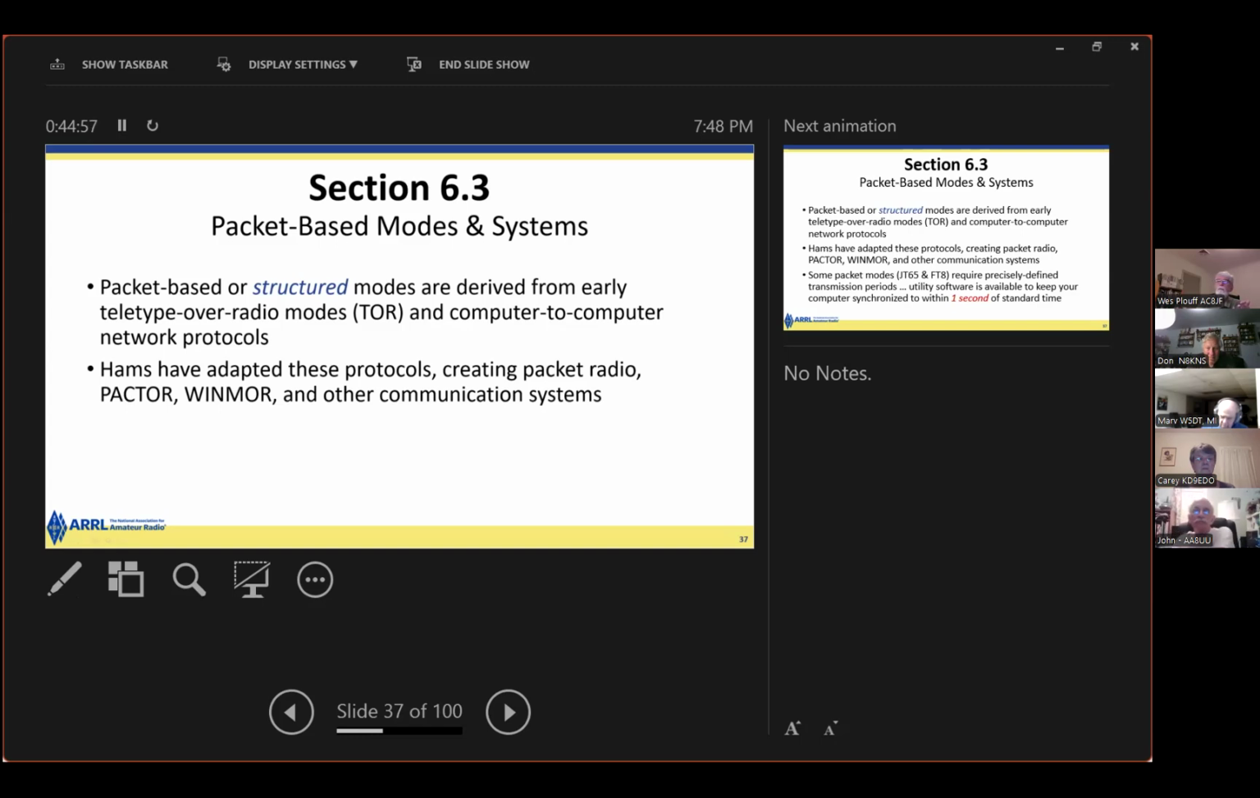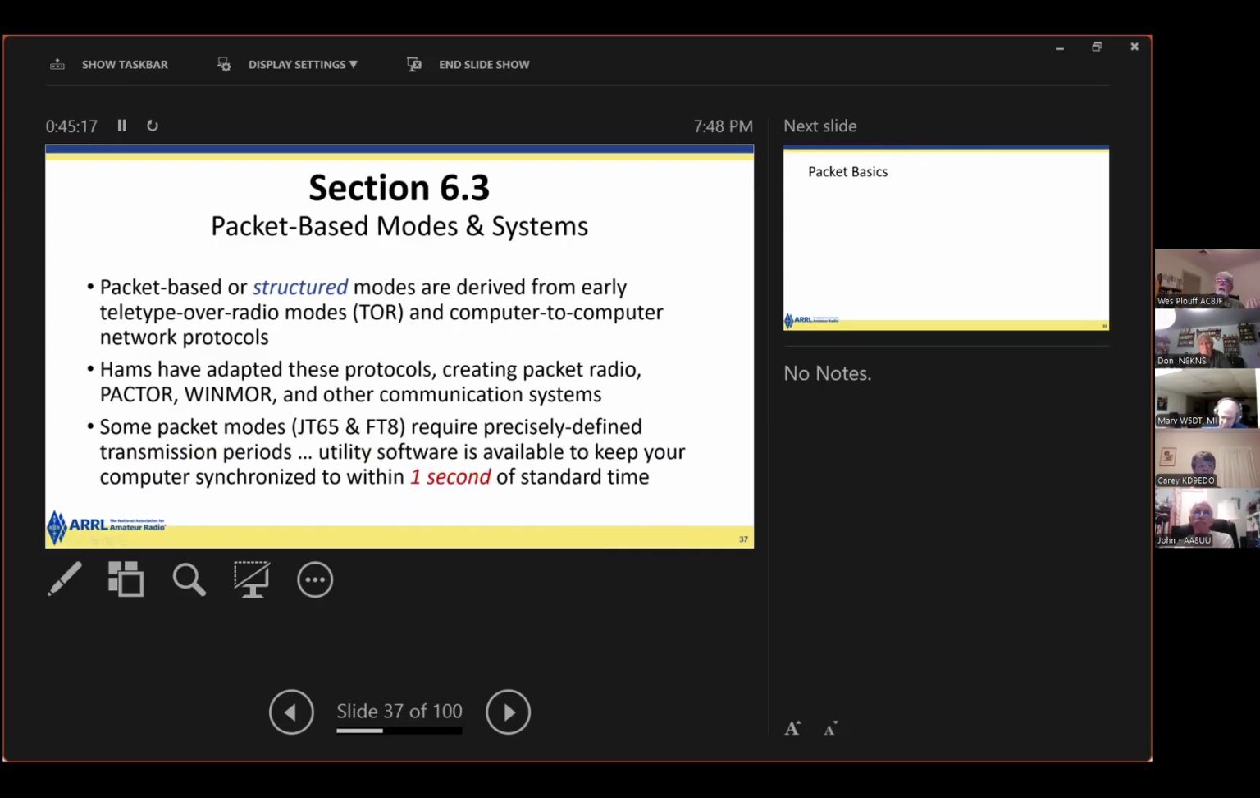And as a matter of fact, a lot of material you'll find about this was a really hot idea back in the 1980s and 90s, and maybe not so much now because you don't need special hardware anymore to do it. You can use your computer. So some of these things are just other modes that you can use with your computer. Some packet modes like JT65 and FT8 require precisely defined transmission periods. JT65, FT8, FT4, and some similar ones are also called weak signal modes.